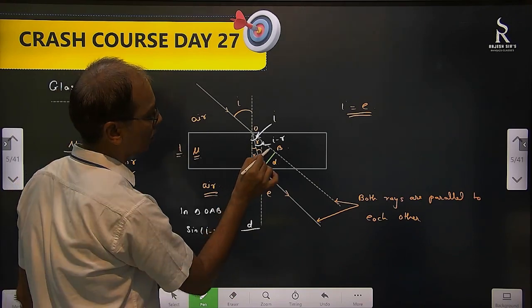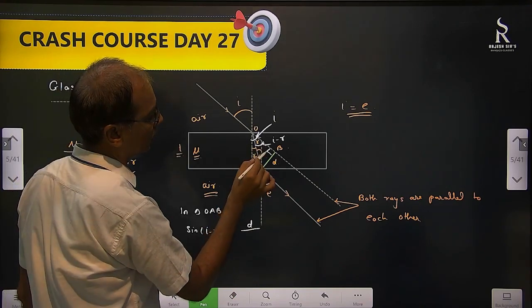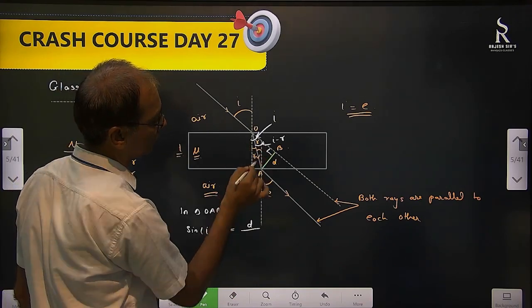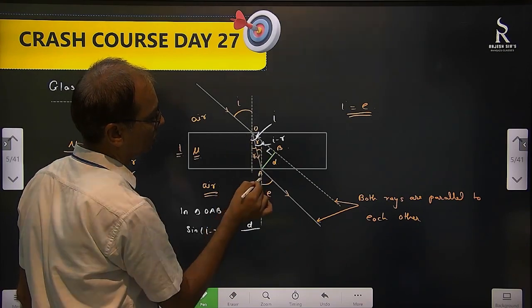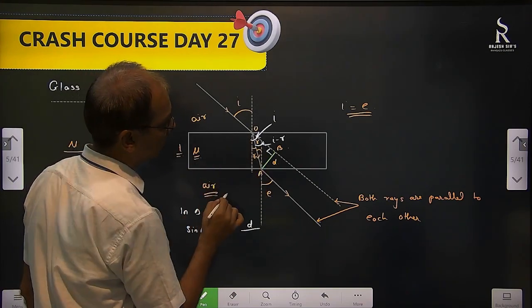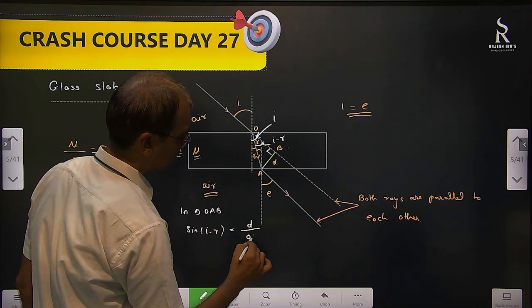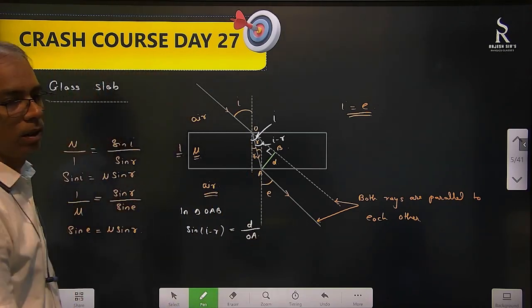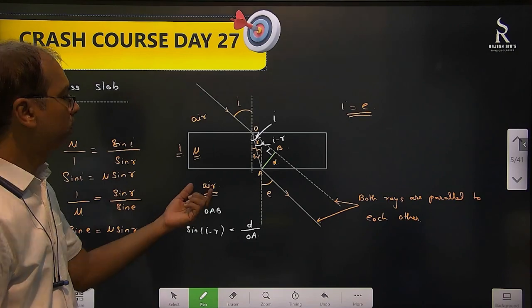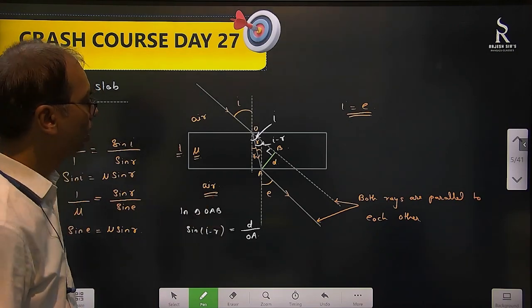D is the perpendicular, okay? Sine of I minus R is equal to D by the hypotenuse. What is the hypotenuse? It is OA. So sine of I minus R is D by OA. Now somehow if we get OA, we will be getting the D value also. Now how to get OA?